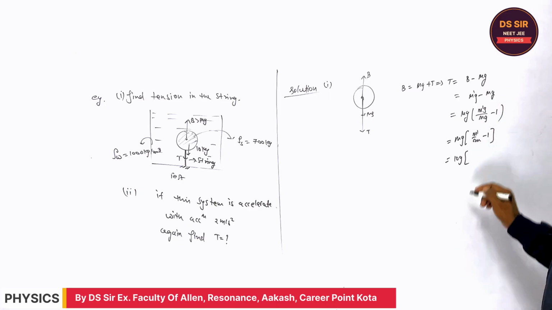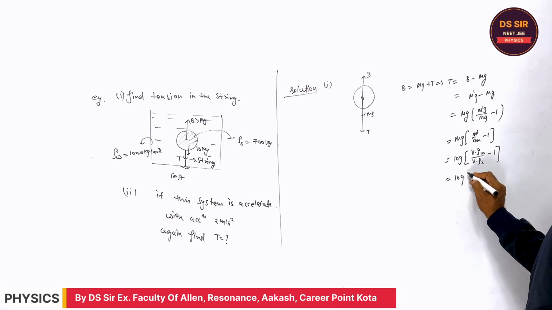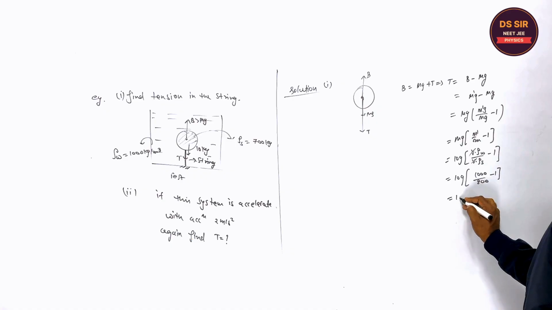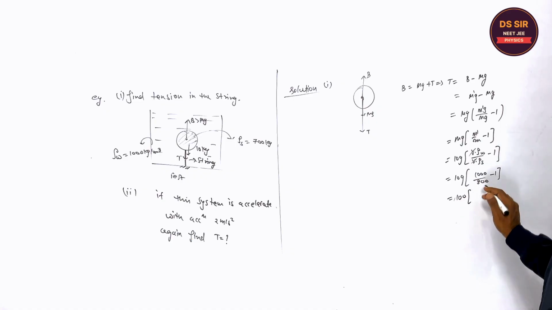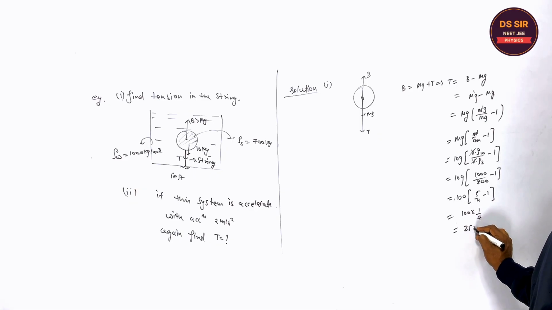All right. And what is the m dash? Volume into density of water, over volume into density of solid, minus 1. Volume will cancel out, and the density of water over density of solid is 5 by 4, minus 1. 10g is equal to 100, so this is 100 into 1 by 4, which is equal to 25 Newton.